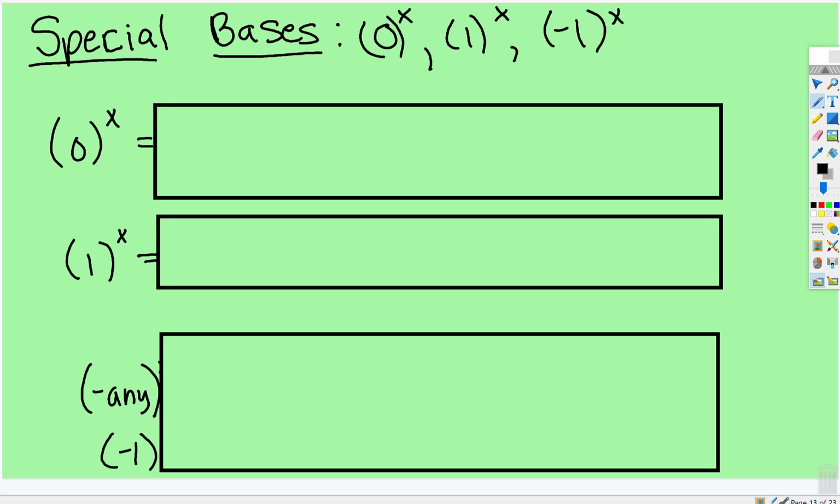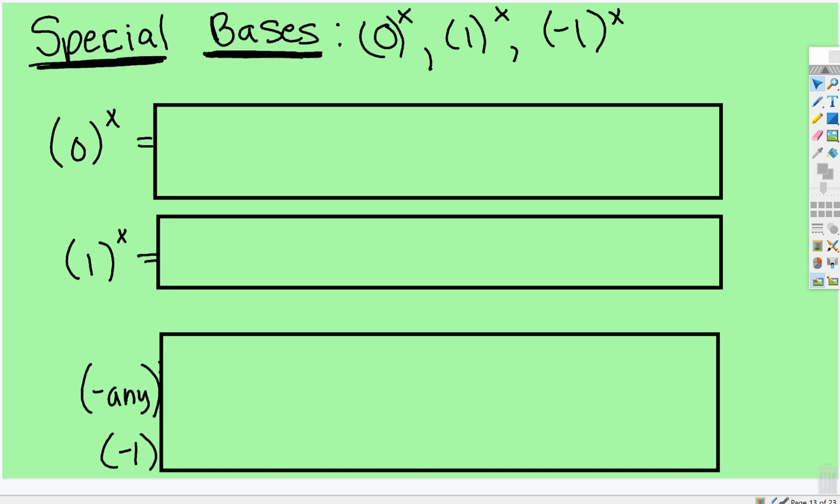Okay, we've been working on properties of exponents, and now I want to address when you have special bases, specific bases, what is the rule? So if you have 0 to the x power, or 1 to the x power, or negative 1 to the x power, well, when you're in class, most of the time when you're dealing with the properties of exponents and logarithms, you won't have these bases.